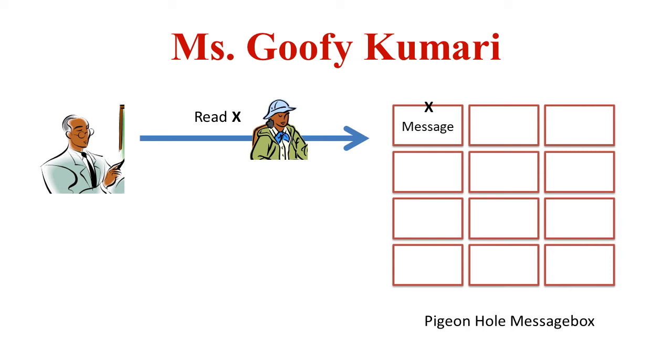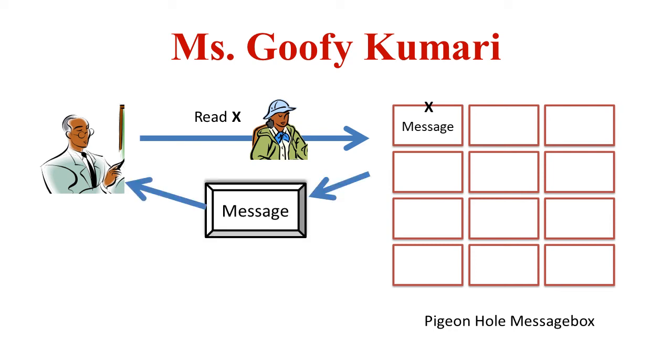So now Miss Goofy Kumari is going to look into the pigeonhole message box where she is going to first look for the label X and where the message is stored. And from here, she is going to figure out this message and retrieve it in the tray, and then she is going to pass it to Mr. Y. And in this way, Mr. Y is able to read out the message which was saved by Mr. X.